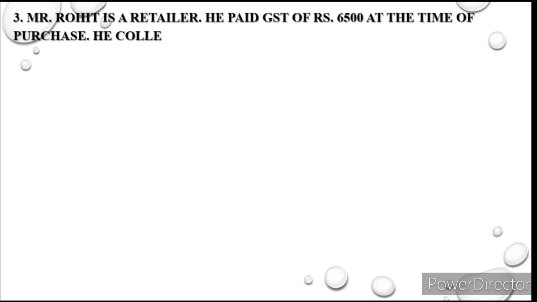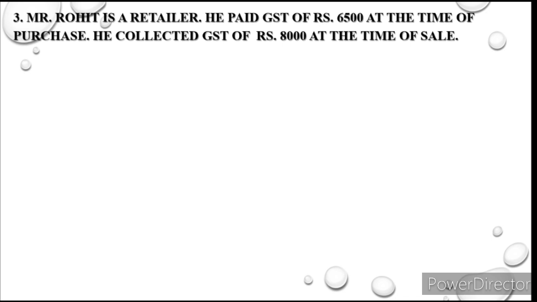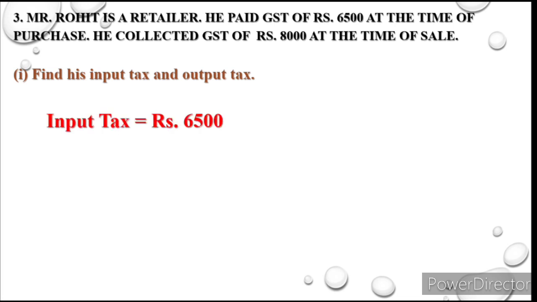Mr. Rohit is a retailer. He paid GST of rupees 6500 at the time of purchase. He collected GST of rupees 8000 at the time of sale. Now in this question you will see on your worksheet there are 4 questions. We will see each one by one. Your first question is, find his input tax and output tax. The input tax is the tax he paid and output tax is the tax he collected. So input tax is 6500 and output tax is 8000.